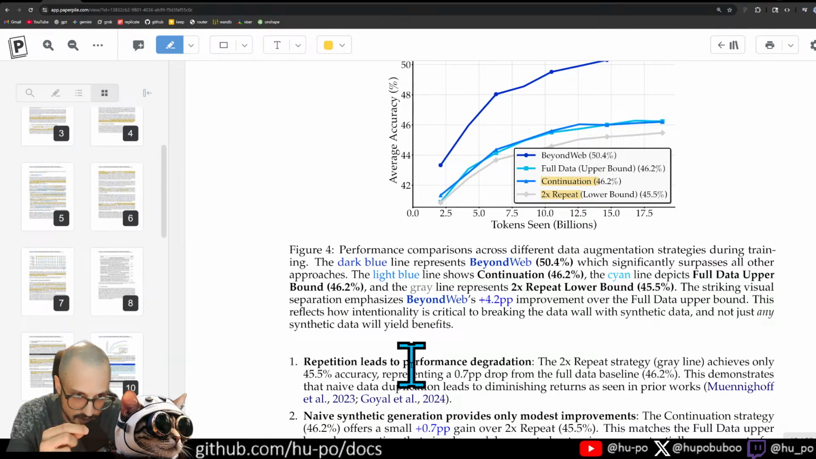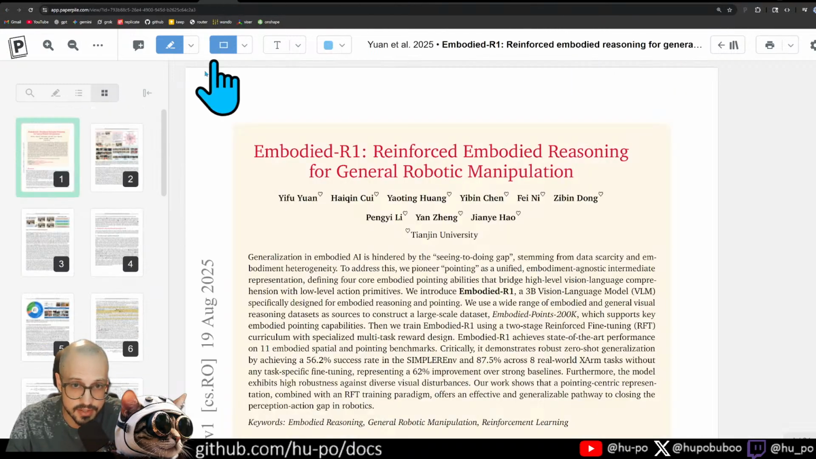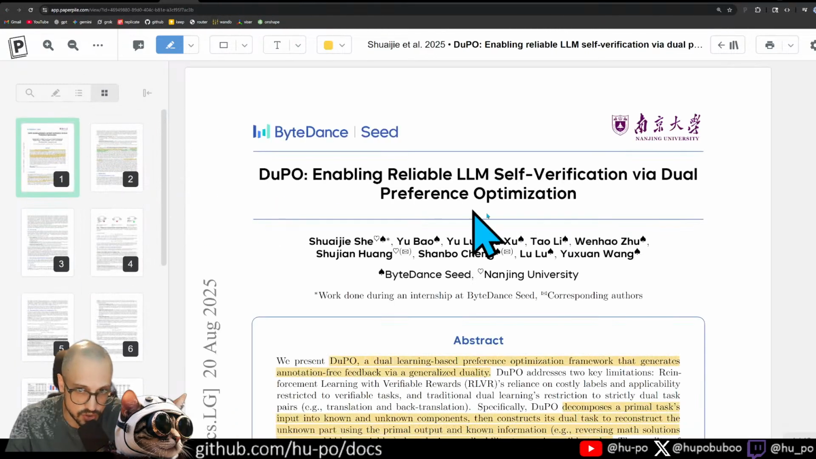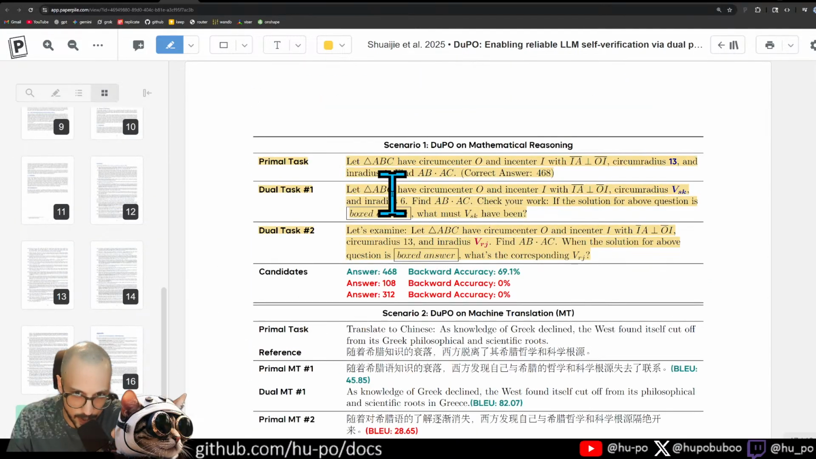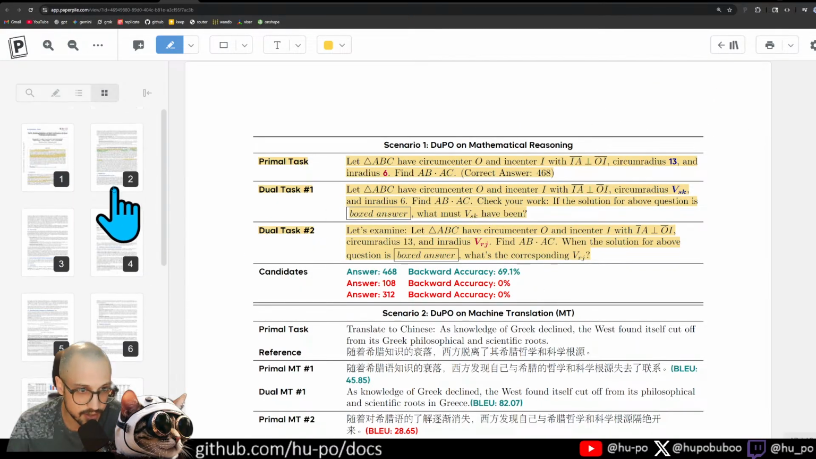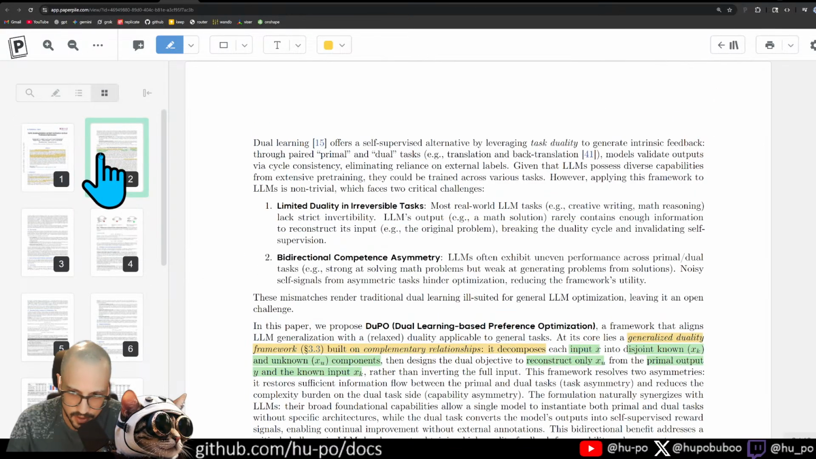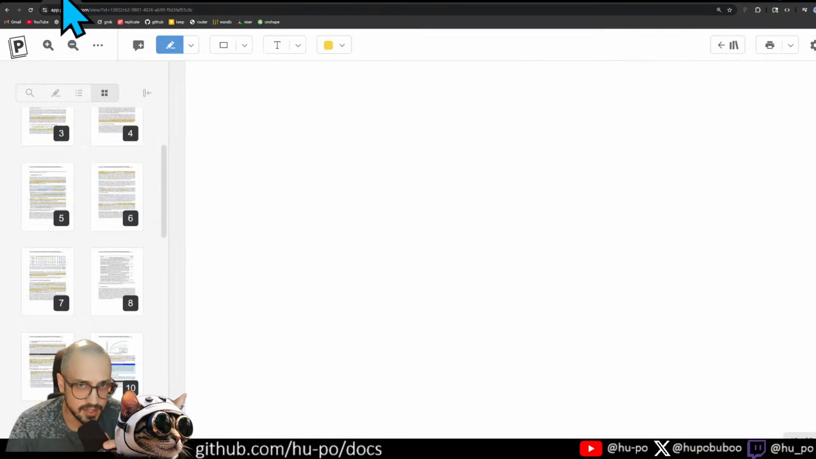You can do that heuristically, with some hard-coded human algorithm, which is kind of what this paper was. Dupo is basically a human-designed way of taking one math question and turning it into two math questions. So it's data augmentation, but in this weird mathematical way.